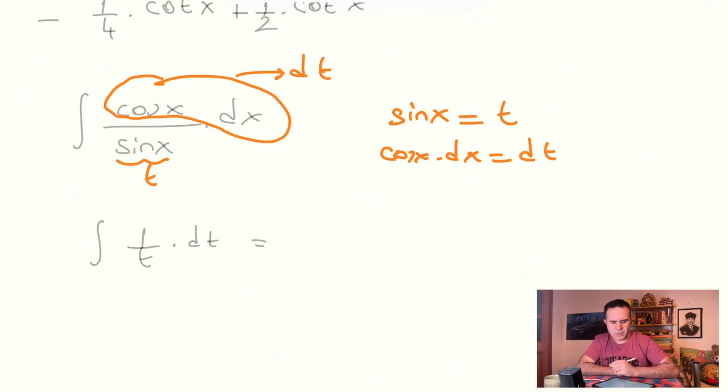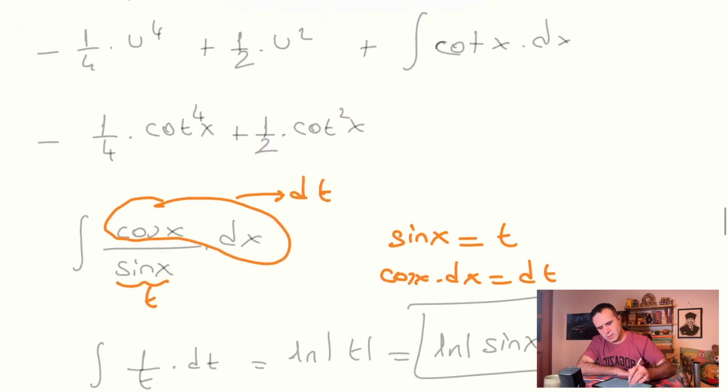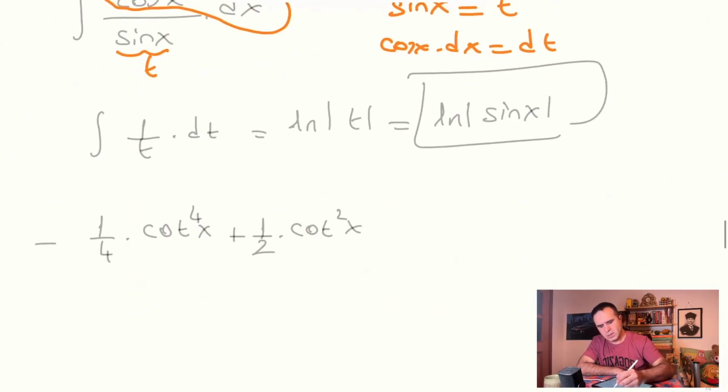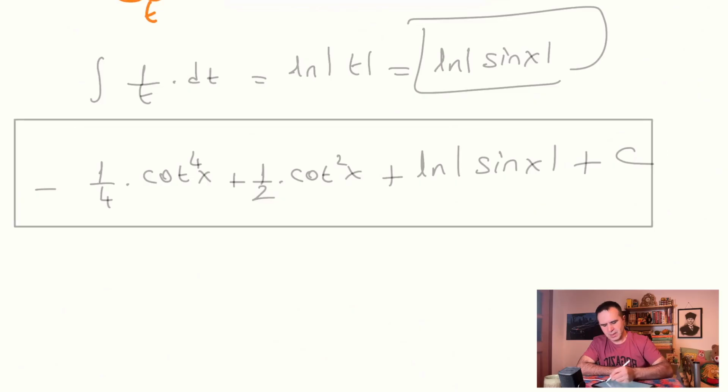The integral of 1 over t is ln absolute value of t, and t was sine x. Then the integral becomes ln absolute value of sine x. So the integral of cotangent x is ln absolute value of sine x. And since this is an indefinite integral, we add a constant c. And the answer is this.